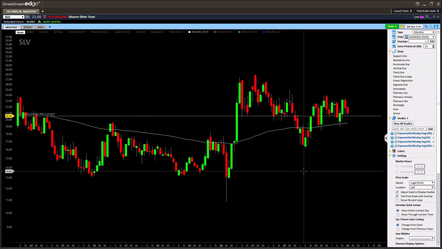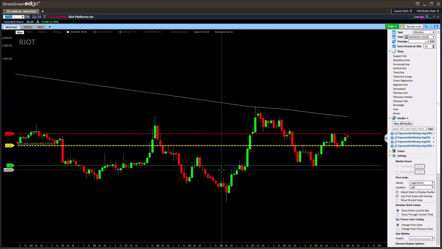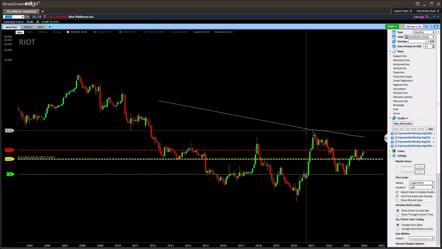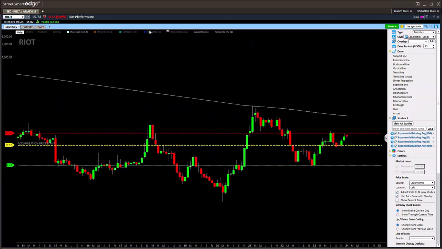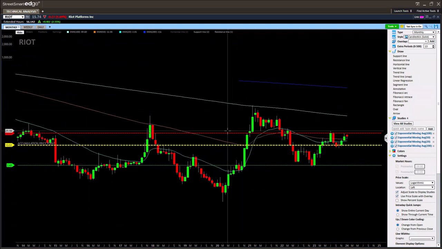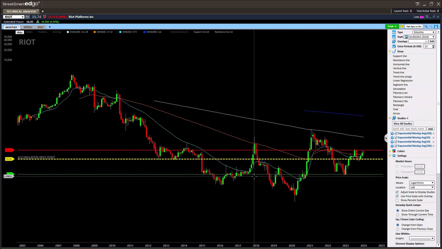Now, not every stock is going to be like this. Not every stock is going to respect the 100. For silver specifically, the 100 works. But for something like Riot, maybe the 100 EMA is absolutely useless. Or not. I mean, it just got rejected here by the 100. So maybe not. But let's look at the other ones for Riot. Yeah, there's really nothing reliable here.